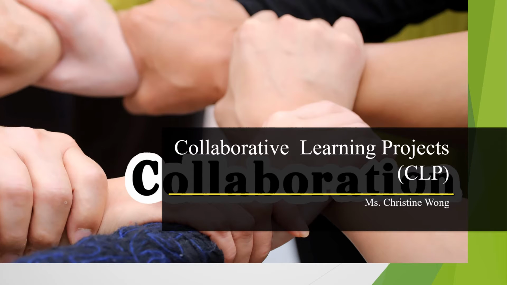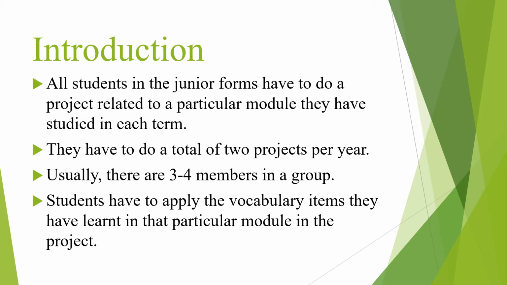Today it's my pleasure to share the collaborative learning projects done by our junior form students with you. All students in the junior forms have to do a project related to a particular module they have studied in each term. They have to do a total of 2 projects per year. Usually, there are 3 to 4 members in a group. Students have to apply the vocabulary items they have learned in that particular module in the projects.